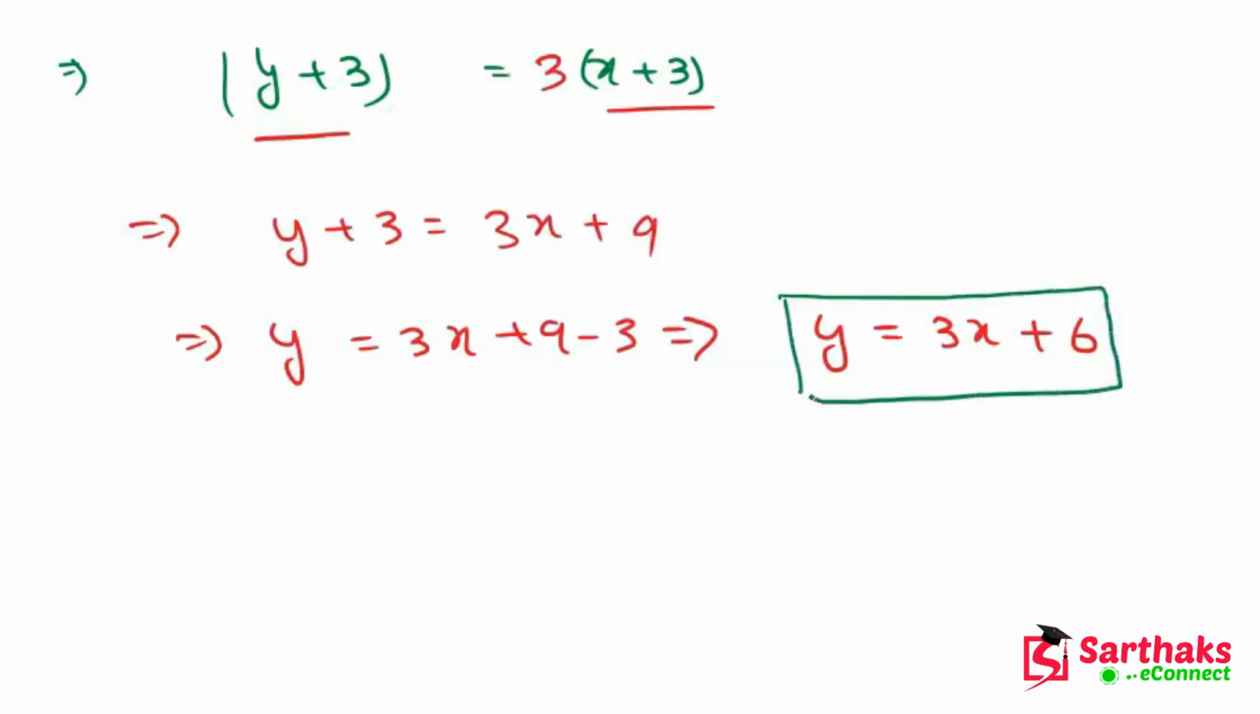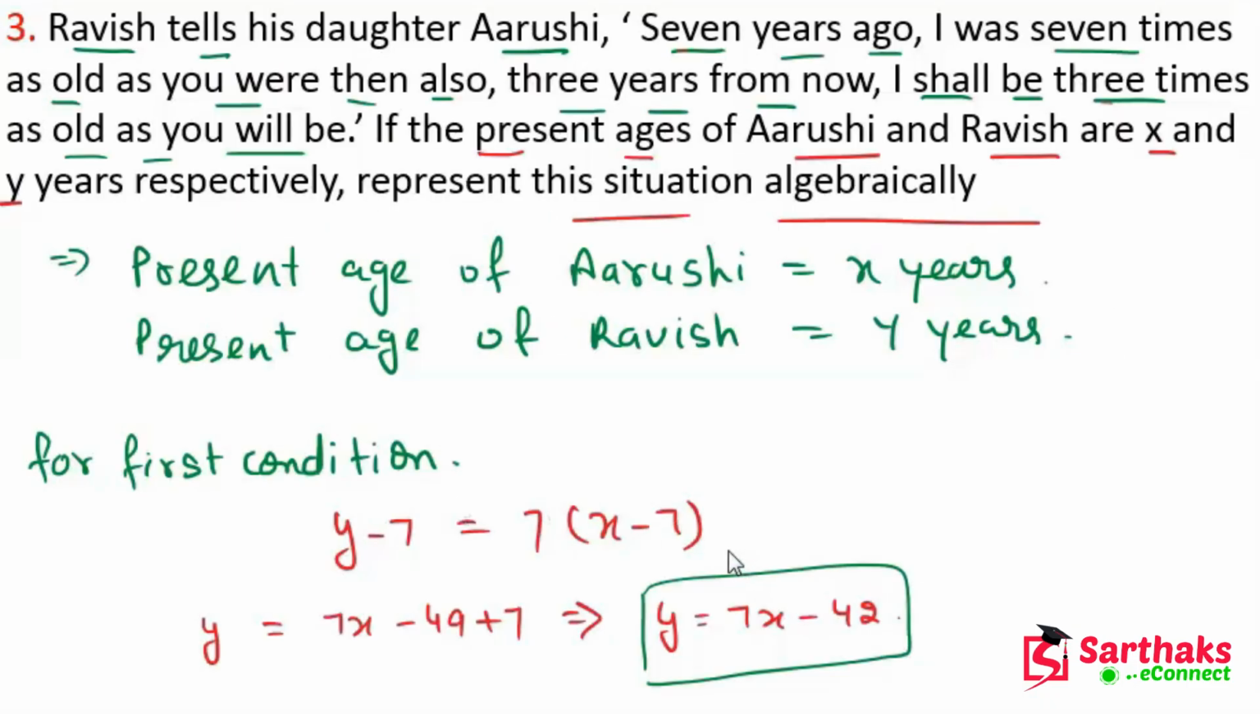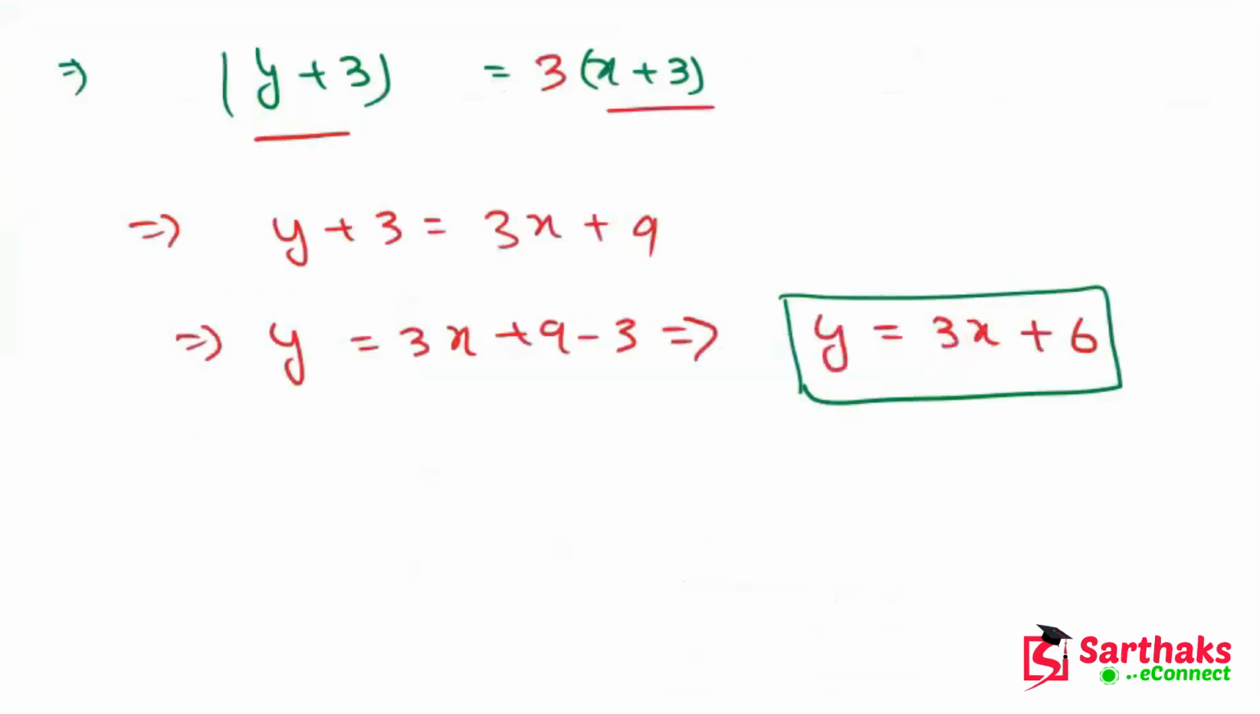So this is the representation of the second condition, and this is a linear equation in two variables, because we have two variables x and y. X represents the age of Arushi, and y represents the age of Ravish. I hope you understand these things, my dear friends. So these two conditions are in the form of linear equations in two variables. Okay, so now let's move on.